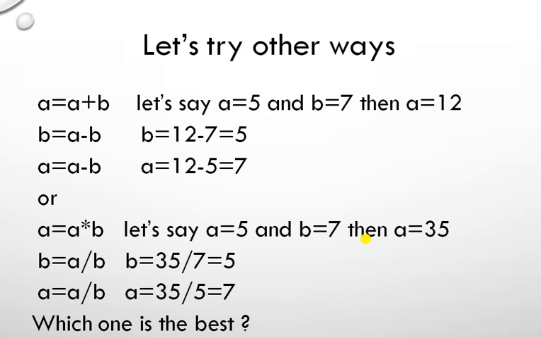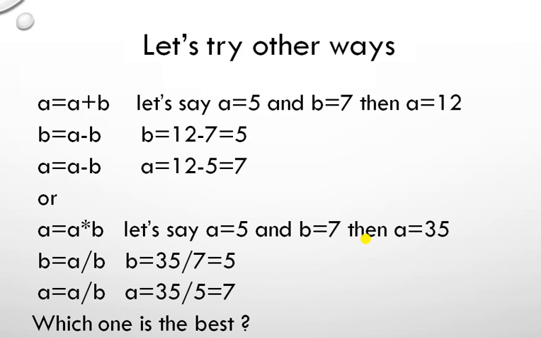Similarly, you can perform multiplication and division. Say a is 5, b is 7. Then what will be the new value of a? a is equal to a star b, a multiplied by b. First it performs multiplication: 7 times 5 is 35. That will be stored in a, so now a is 35. Then b is equal to a divided by b. The new value of a is 35. When 35 is divided by 7, you will get 5. So this is how the value of a we got in b.